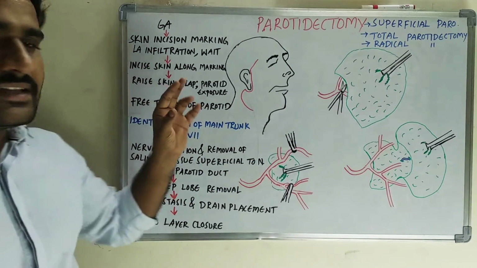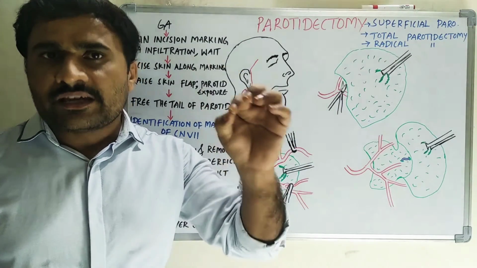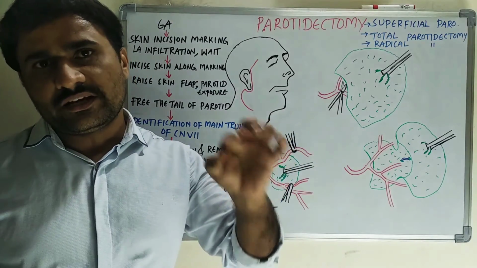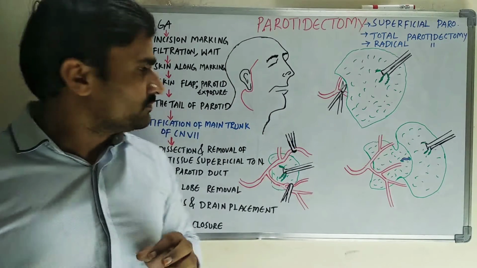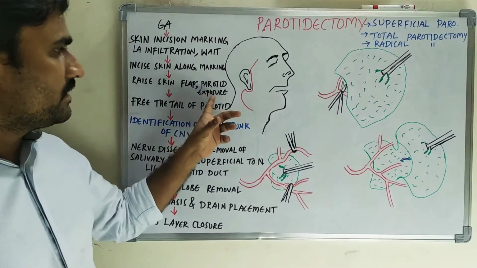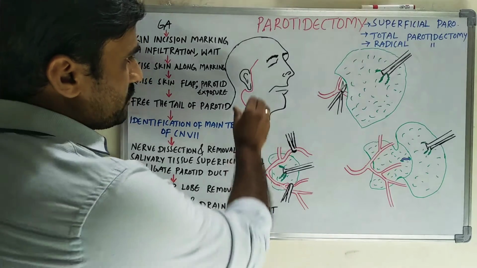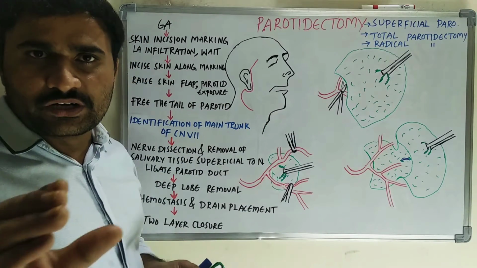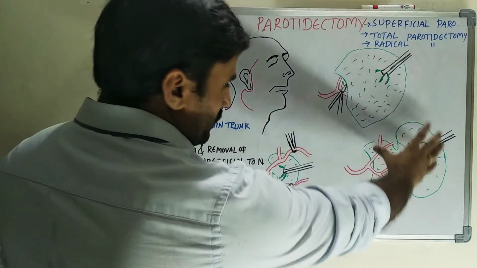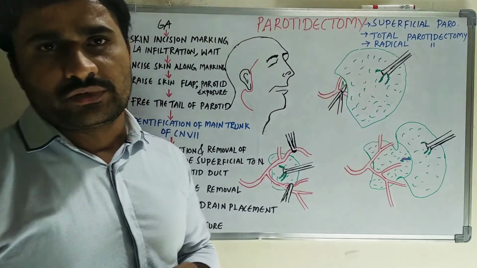After that, you have to raise the skin flap. You have to elevate the skin flap, taking care not to buttonhole it, that is, not to puncture the skin. After elevating the skin flap, you can expose the parotid. Our area of interest is only this region, the parotid region. That is why in these diagrams we will draw only the parotid tissue.